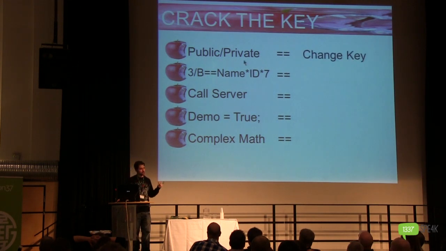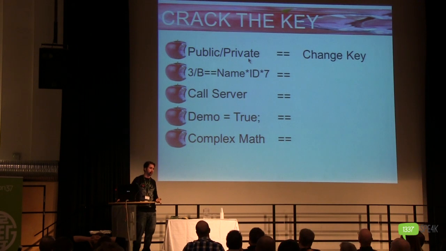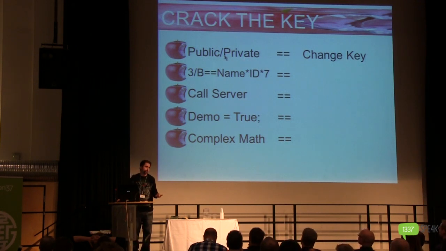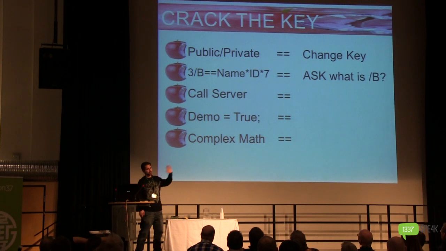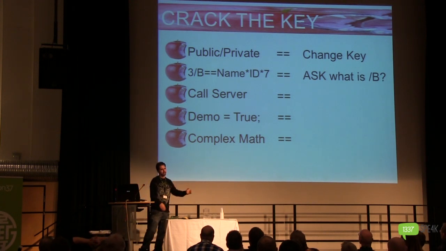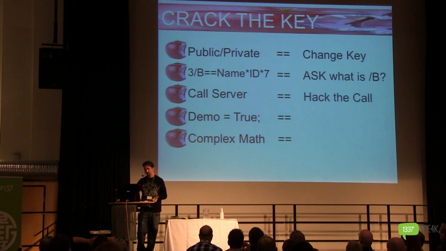Public and private key, you'll find this all over the place protecting your applications. Just change the key. Instead of trying to crack the key, just put in a new key and rekey it, like you would do for a lock that you didn't have a key for, right? This is, for some reason, just what I see everywhere. They take a known value and they take your name and ID and they compare it to a known value. All you have to know is that known value. So just find out what that /b variable is.